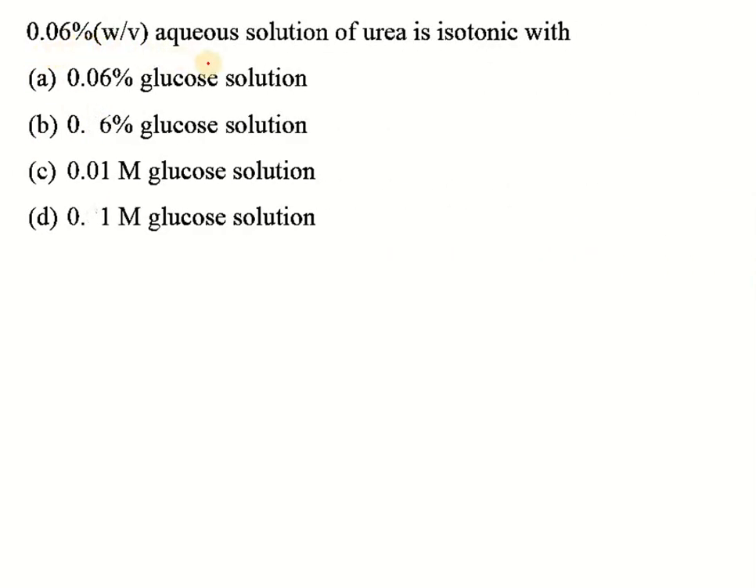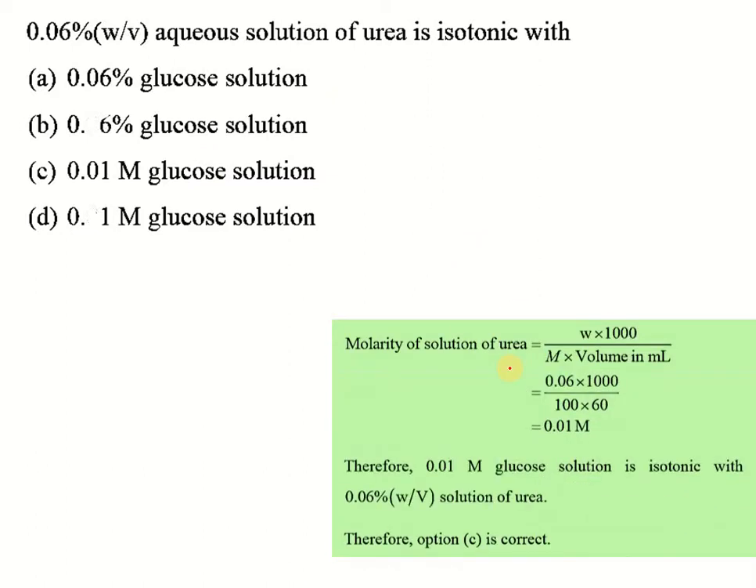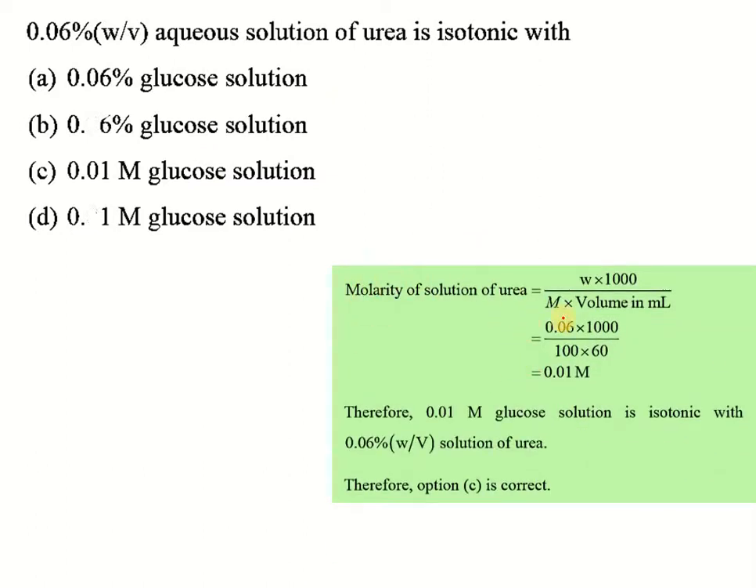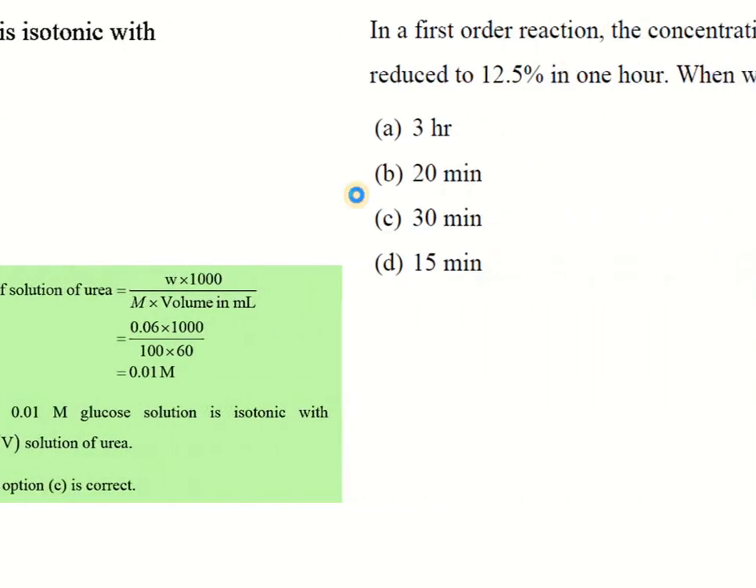A 0.6% weight by volume aqueous solution of urea is isotonic with which solution? To find this, we have to find the molarity of the urea. For 0.6% weight by volume urea, the molarity we calculated is 0.01 molar. We got a 0.01 molar glucose solution in the options given. So option C is the right answer for this one.